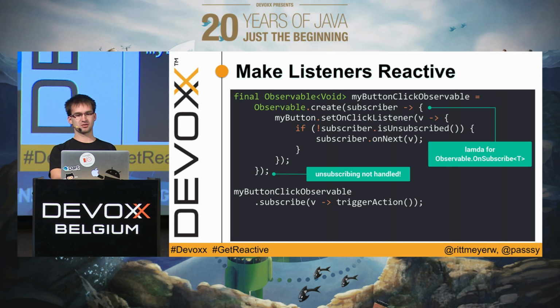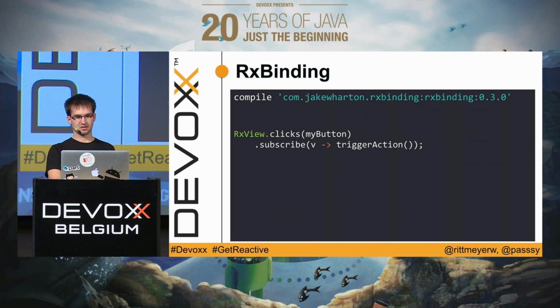If you want to see the real source code, how this should be done, you can go to RxBinding. RxBinding is a library which provides all those observables for views, and it looks like this. It calls RxView.clicks for click events, and you just give it the view and subscribe to it.